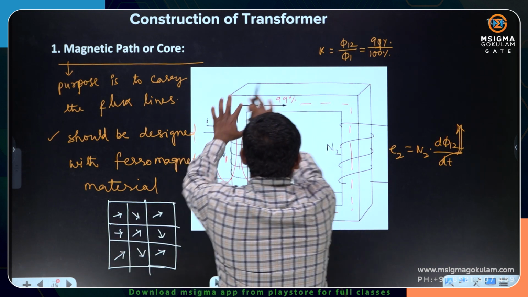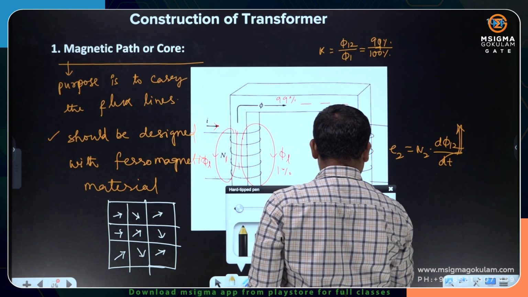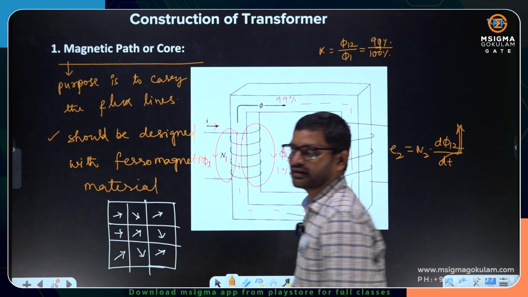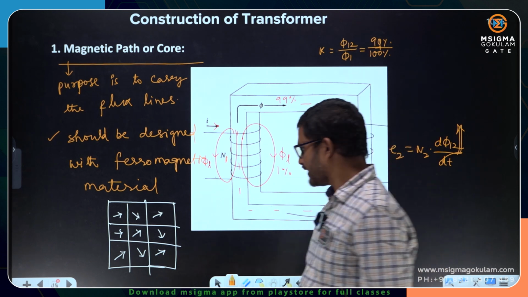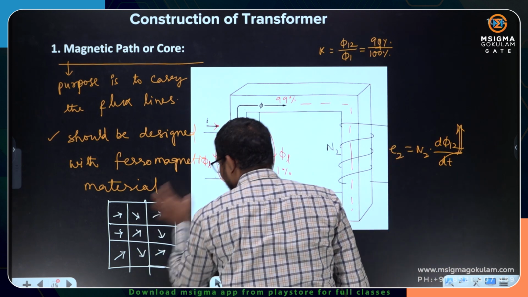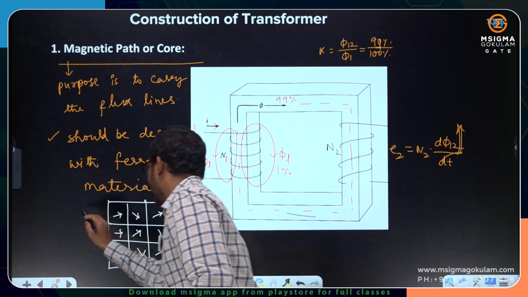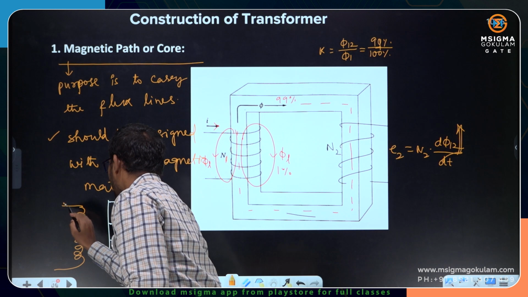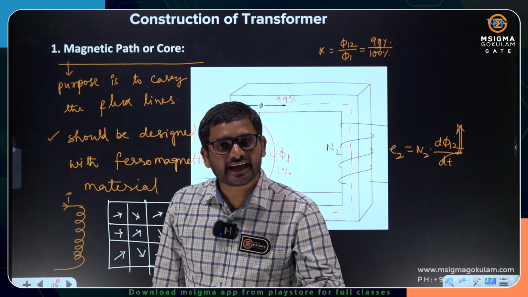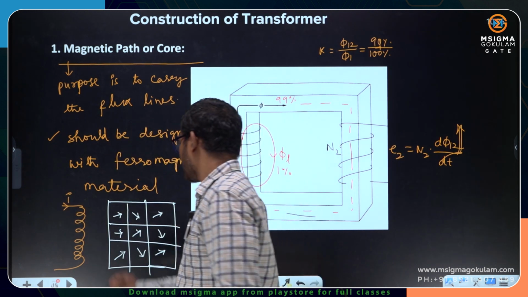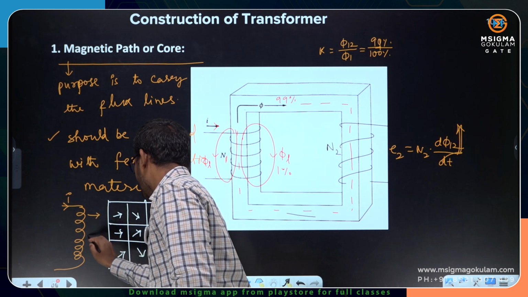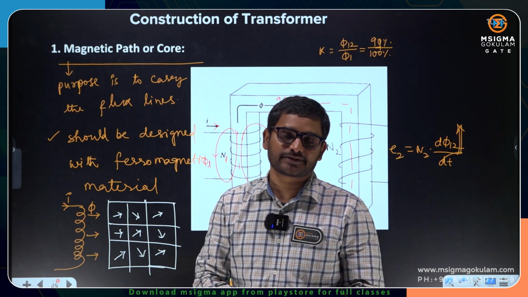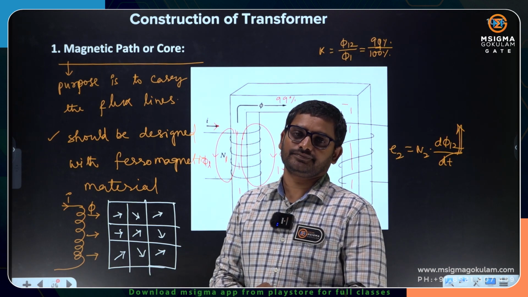Now, this is a magnetic path. I want to magnetize the core. How can we do that? We keep a winding on this core, and this winding is carrying current. Every current carrying conductor is going to produce a magnetic field, in this direction, in this direction, in this direction. So these are the supply flux lines, the current carrying conductor flux lines.